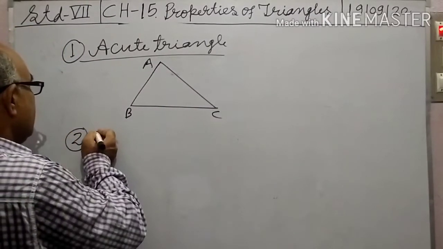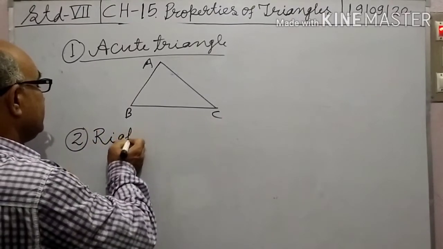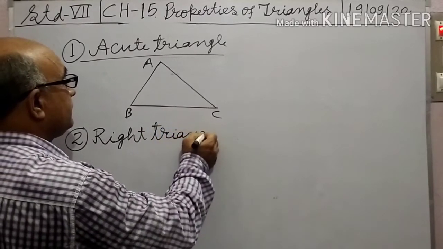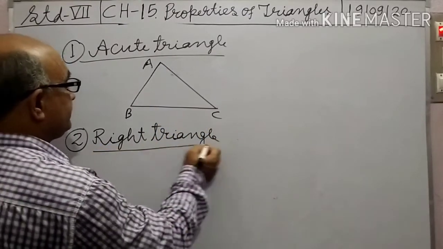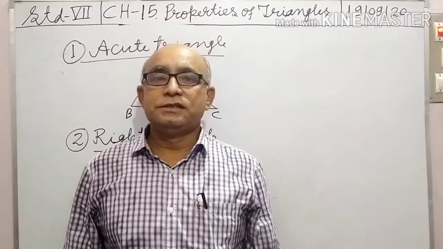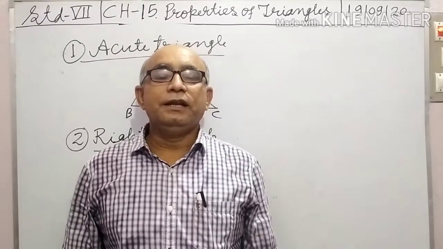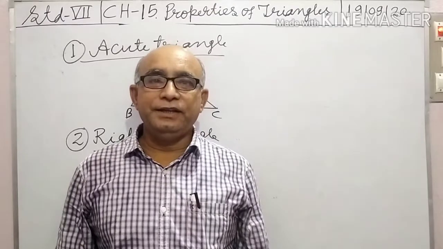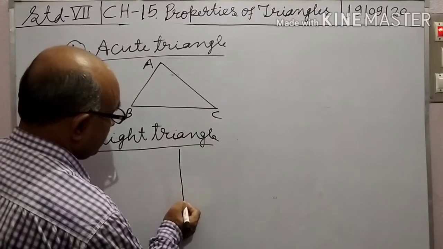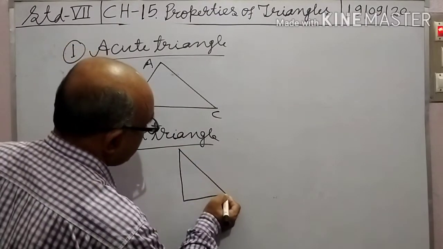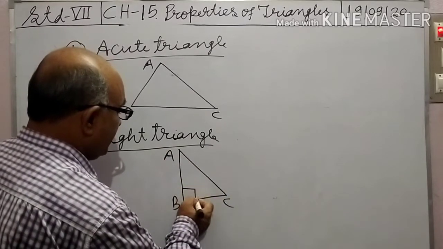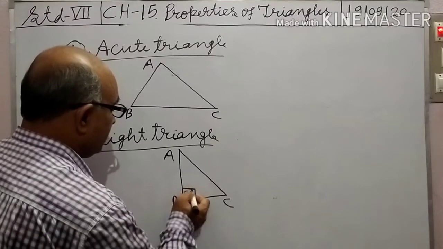Second, right triangle. A triangle in which one angle is a right angle, that is 90 degrees, is called a right triangle. ABC is a right triangle in which angle B is a right angle, 90 degrees.